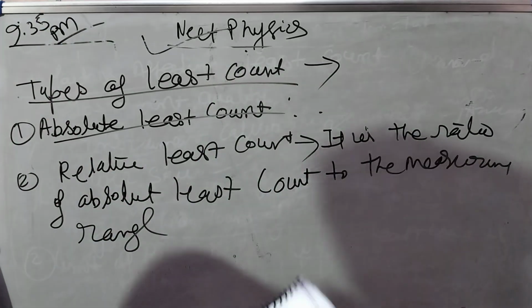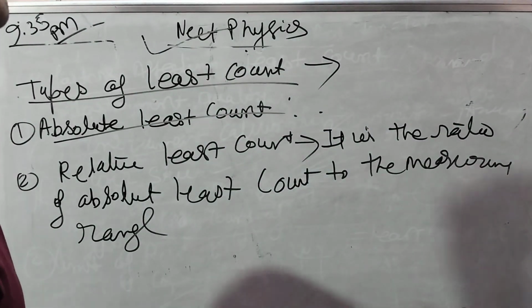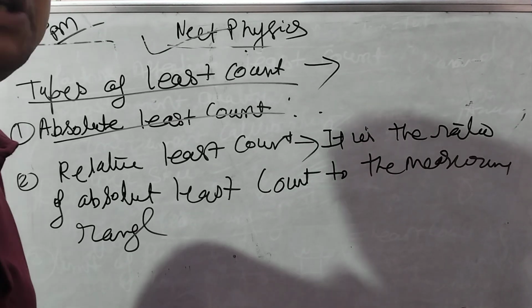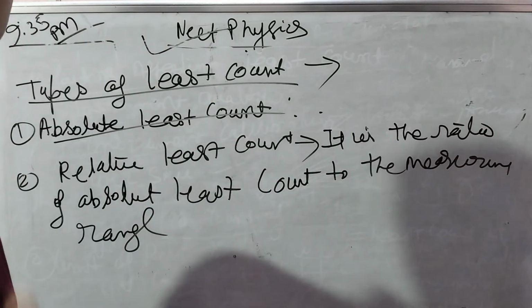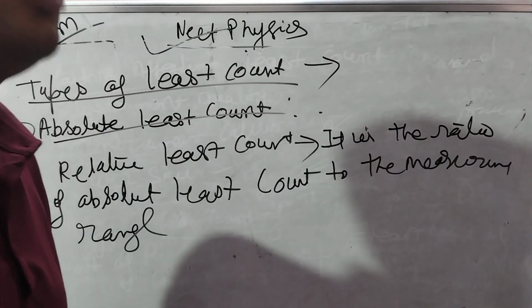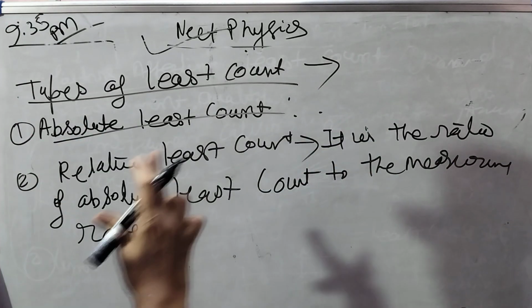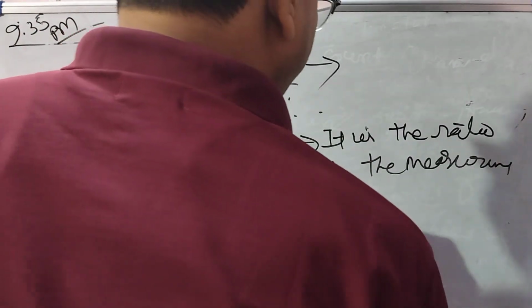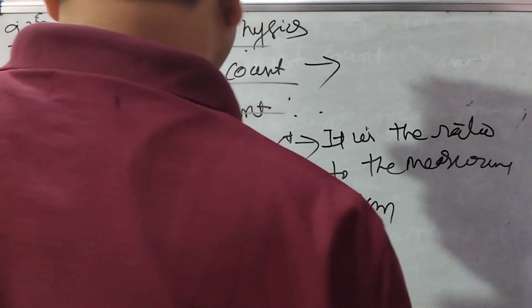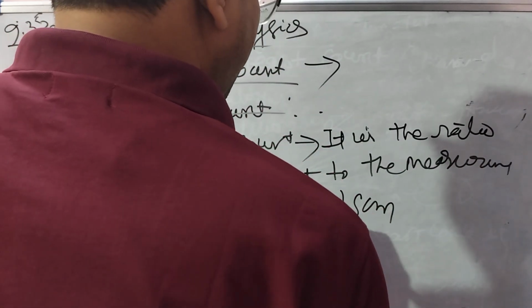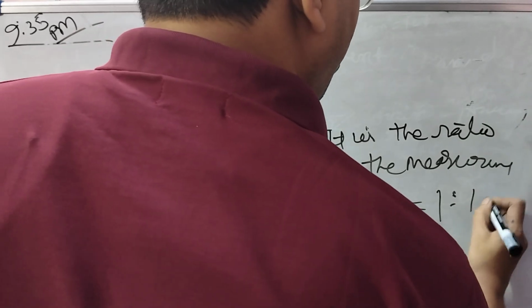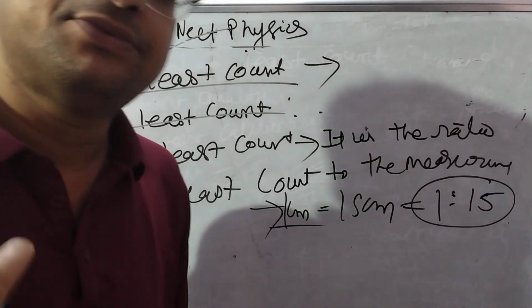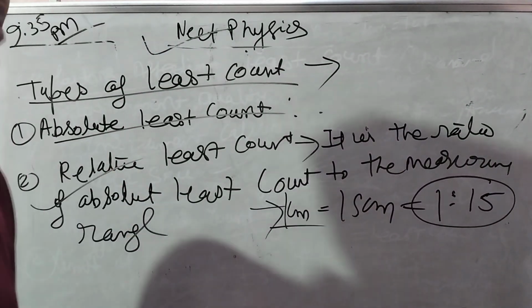As absolute least count, we can measure with the instrument, meaning a measuring scale or ruler, and we can define the least count as 1 millimeter, or 0.1 centimeter. This is the least count in centimeters. But relative least count is the ratio of the absolute least count to the measuring range. What is the measuring range of the instrument? 15 centimeter, and the least count of the instrument is 1 centimeter. So 1 by 15 is the relative least count of that measuring scale. Okay, you understand that? This is the point. I've just defined that.